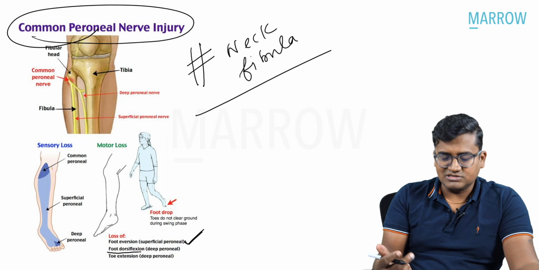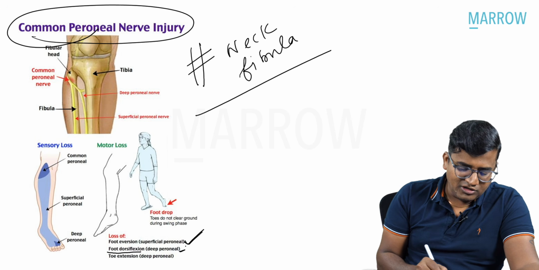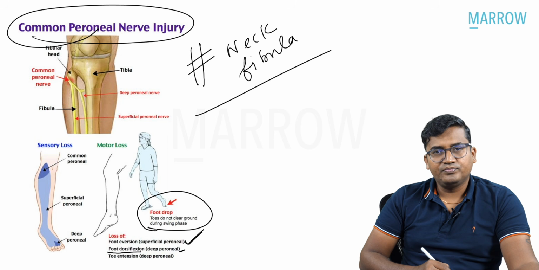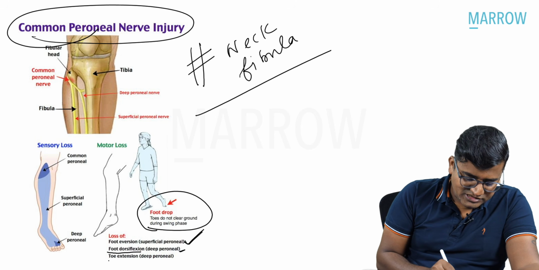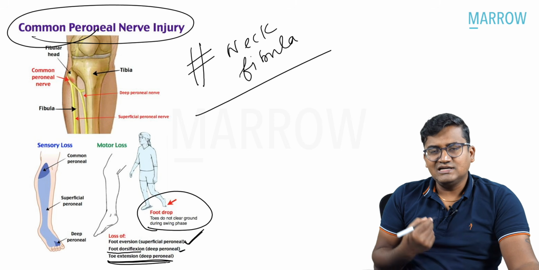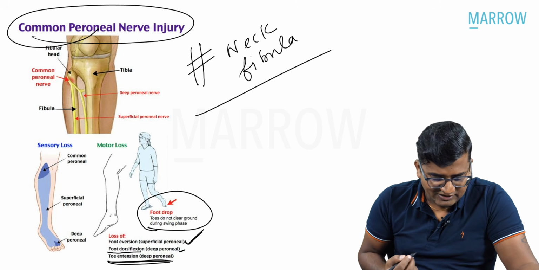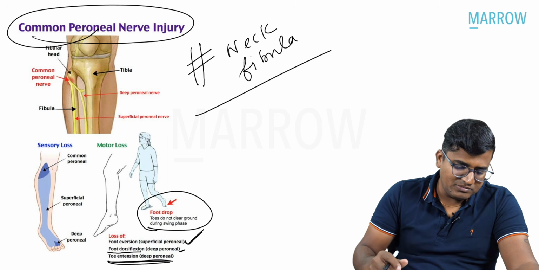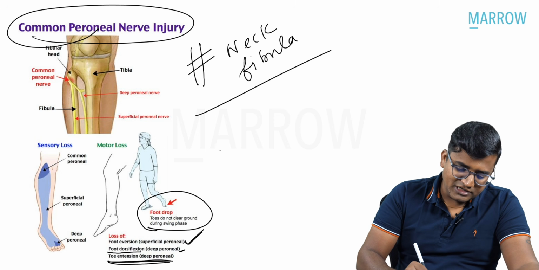All the dorsiflexor muscles are supplied by deep peroneal nerve. Loss of dorsiflexion in turn results in foot drop. And then patient has loss of toe extension. Extensor digitorum longus and extensor hallucis longus are affected. So loss of toe extension. Okay, these are the points to remember for common peroneal nerve injury.